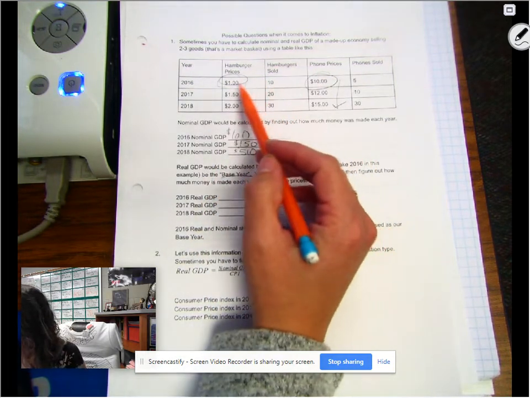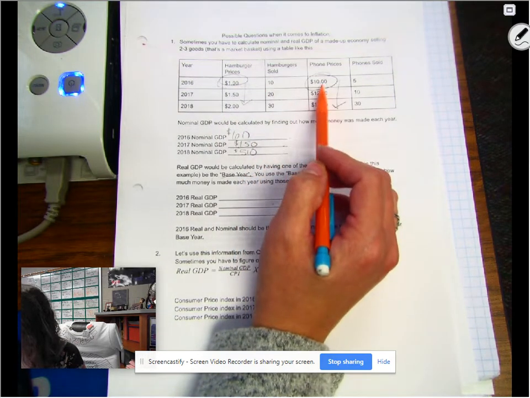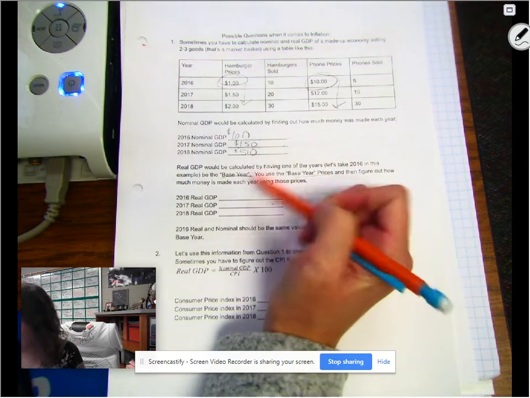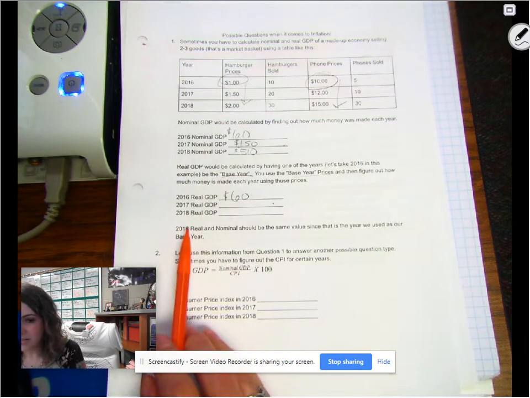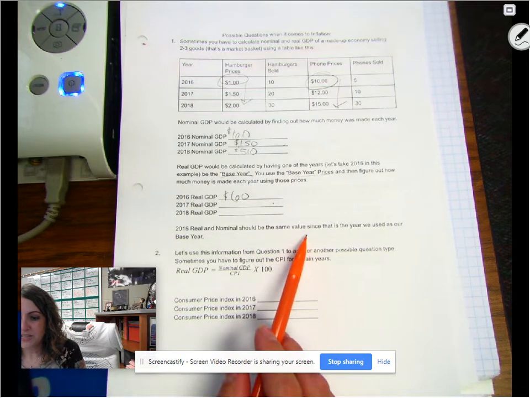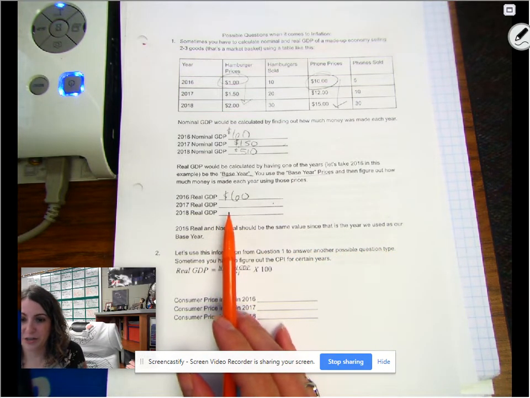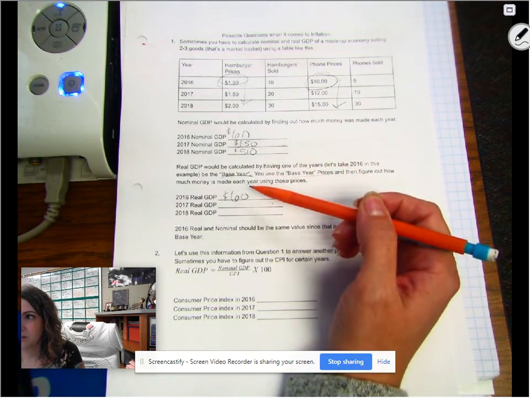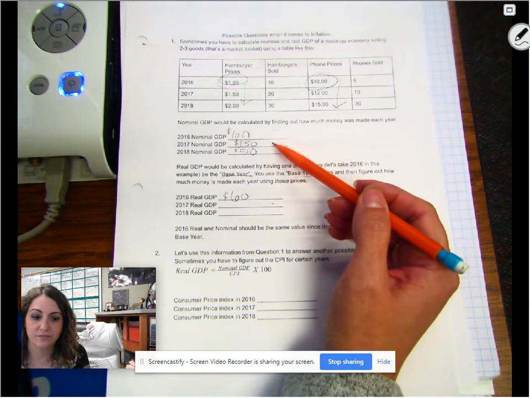So now for 2016, it's 1 times 10 plus 10 times 5. Real and nominal are going to be the same, $60, because, if you read ahead, 2016 real and nominal should be the same value since that is the year we use as our base year. If I used a different year as our base year, the answer of real and nominal would have been the same for that year, because that year is already in that year's dollar value.